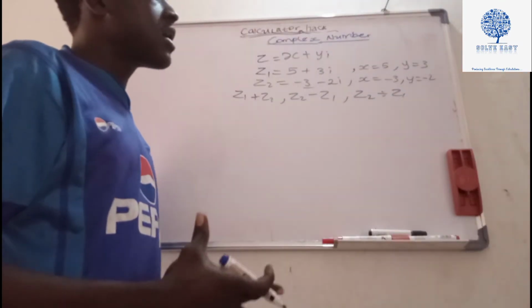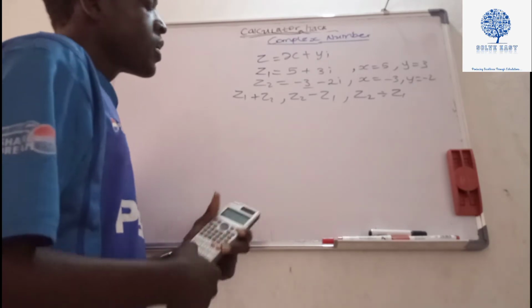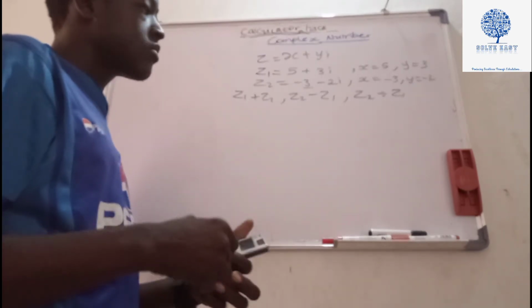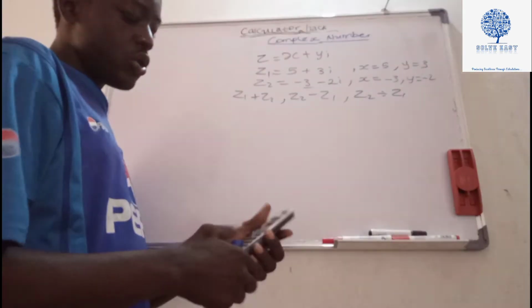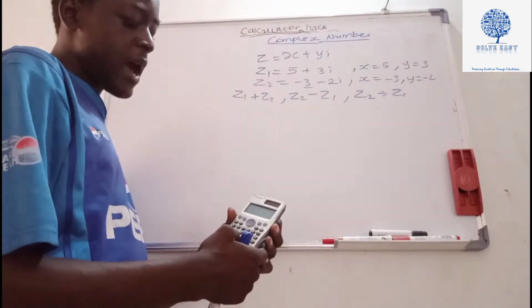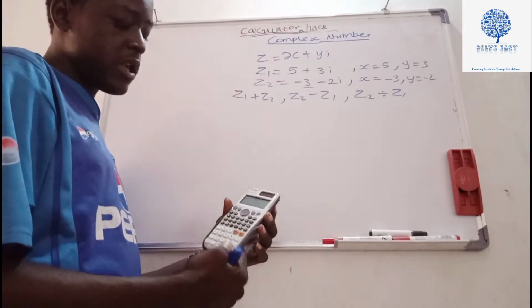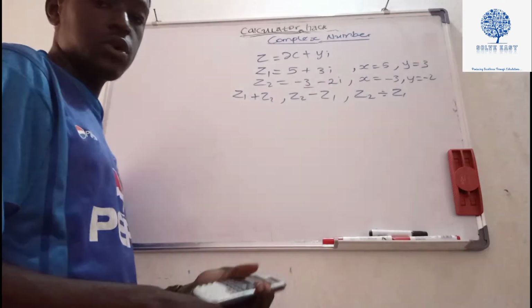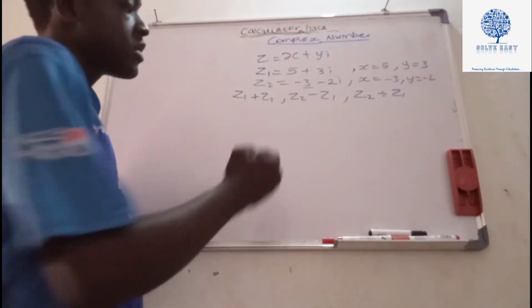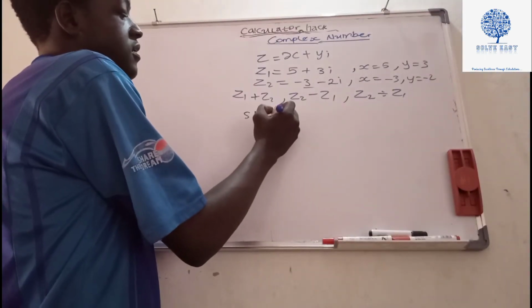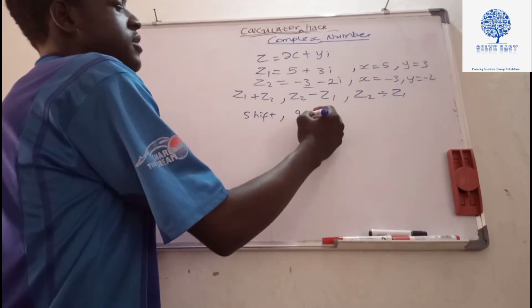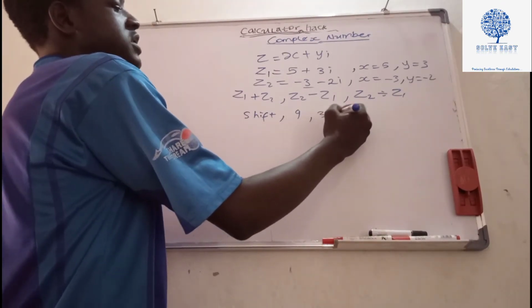Now, having this on our calculator, what we need to do is, first of all, clear the calculator by pressing shift 9, 3 and equal to. Press your AC key. That is, to clear your calculator, press shift, press 9, press 3, press equal to, and your AC key.